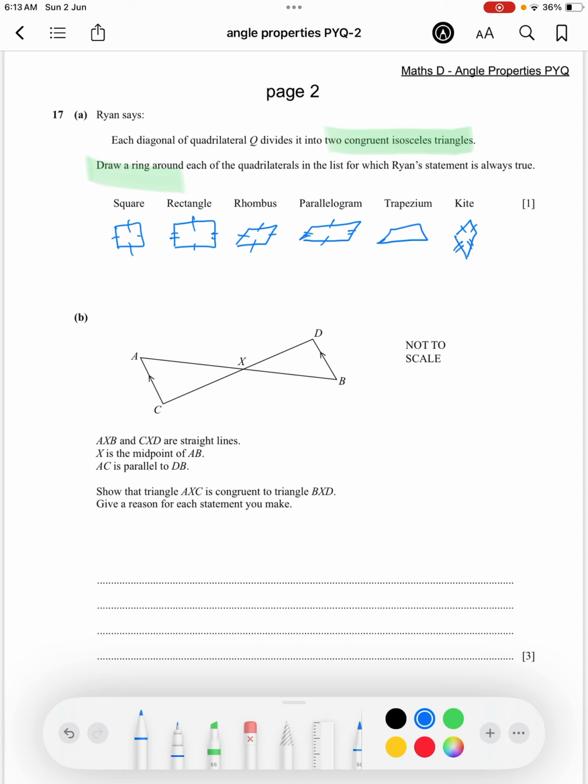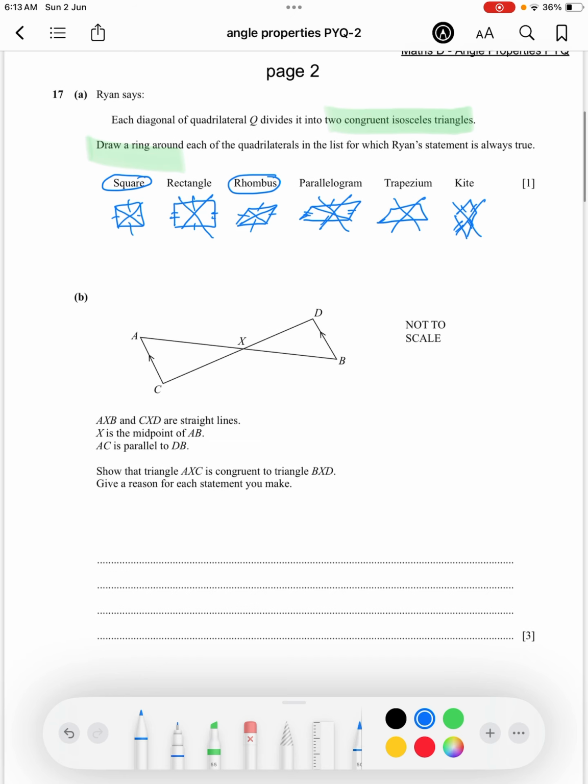So definitely kite is not, trapezium is not, parallelogram is not, because when you draw the diagonal, you won't get two equal sides, which is what isosceles is. And rectangle definitely not. Square and rhombus will be the answer. You can draw the diagonals that way, you get two isosceles triangles, or the other way, you still get two isosceles triangles.